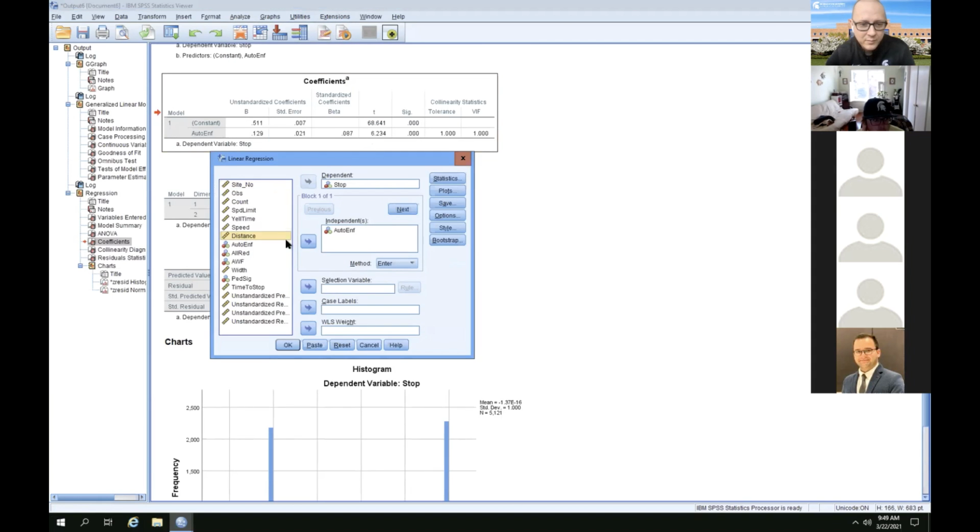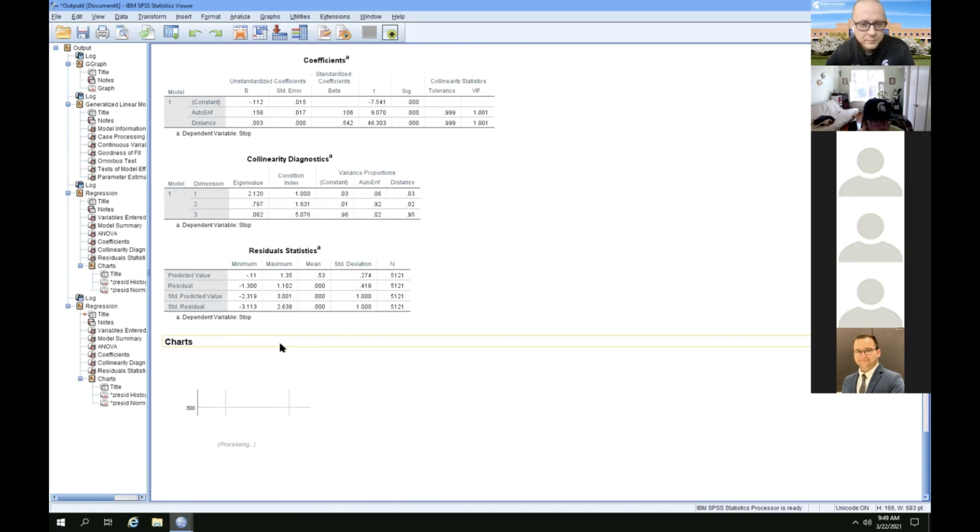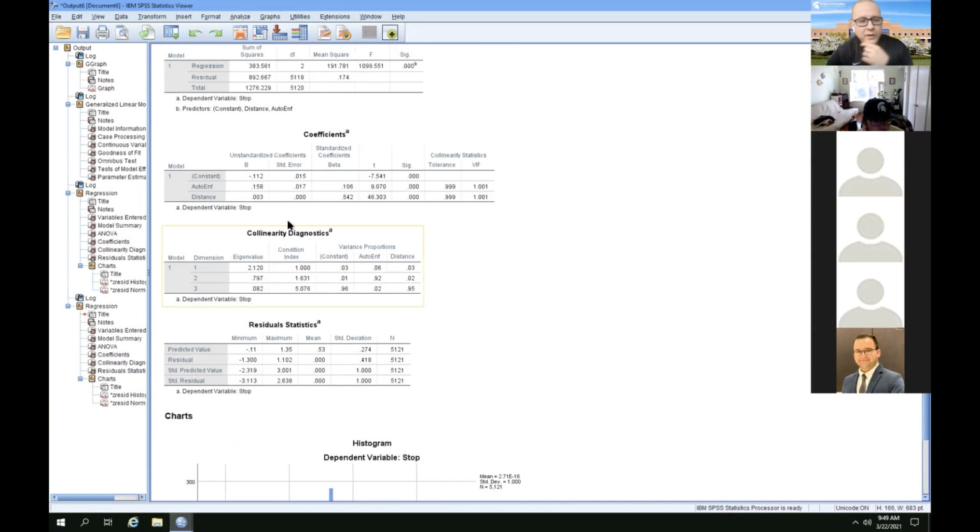And we can continue doing this. The reason I'm bringing this up is because it's important. Let's get rid of speed. Let's put distance in. Okay, now in this case, you'll notice that auto enforcement term is still relatively similar in magnitude. The constant term now doesn't really have any meaningful value to us. I would still strongly advise us to keep that in the model as we talked about previously. But this is basically saying for each additional foot the person is upstream of the intersection, we see a 0.3% increase in their likelihood of stopping.